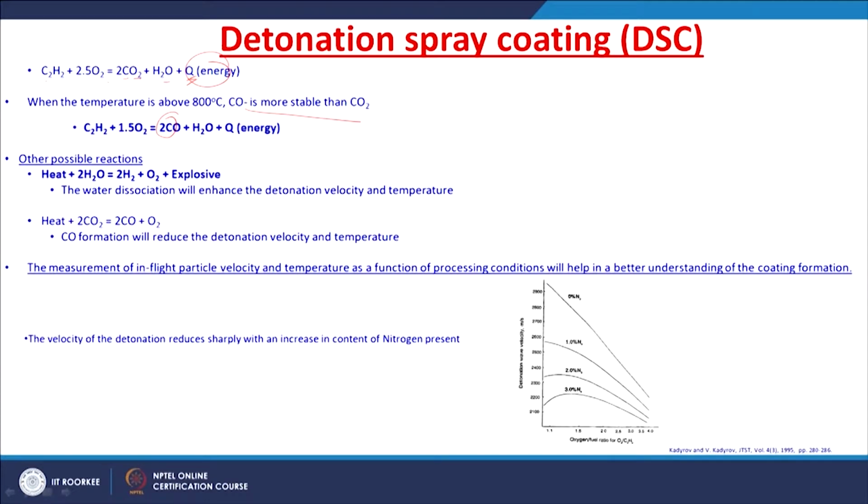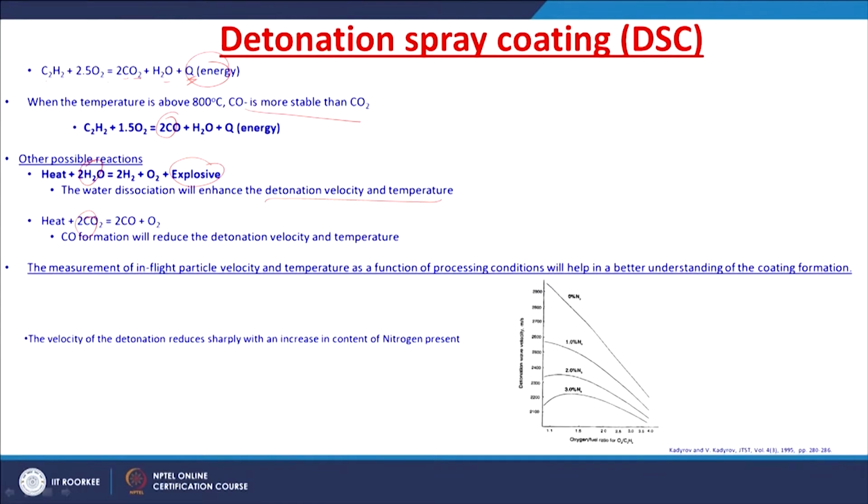The other possible reaction in this condition is that the heat generated also reacts with the H2O to give hydrogen and oxygen. So, the water dissociation will also enhance the detonation velocity and the temperature. You get high temperature and high velocities because of this water dissociation. Also, the heat may react with carbon dioxide to give carbon monoxide and oxygen. Again, the formation of such carbon monoxide will reduce the detonation velocity and temperature.